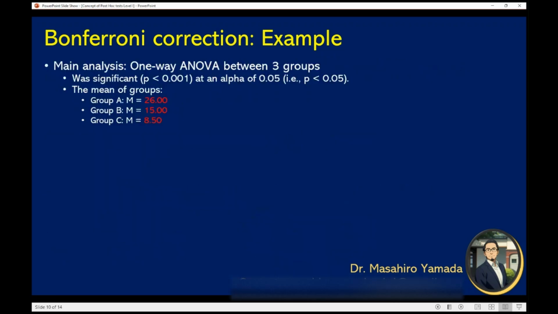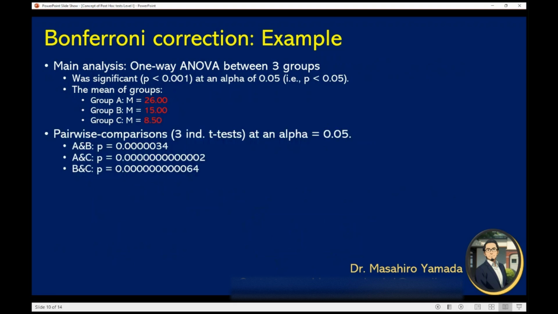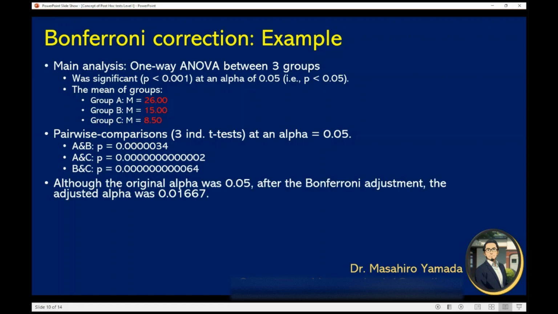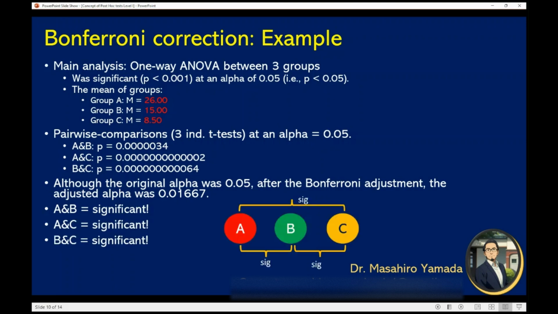Just to give you one more example, in the exact same study design, let's say the group means you obtained were like this. The numbers are completely different from each other. After you run the pairwise t-test, you obtained those p-values for each t-test. Then after Bonferroni correction, the alpha was 0.01667. So in this case, all the p-values are less than the adjusted alpha. Therefore, all pairs are significant with each other.